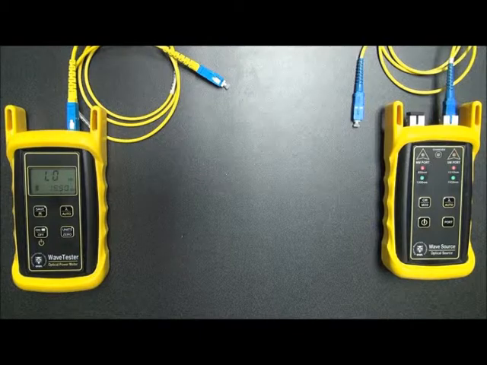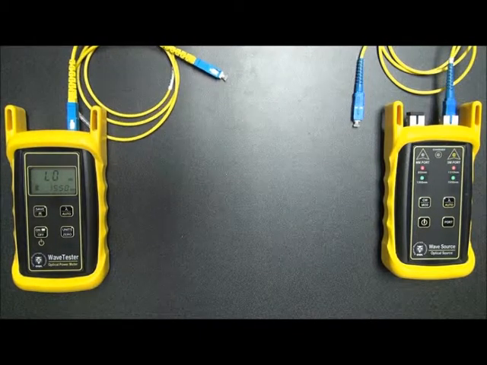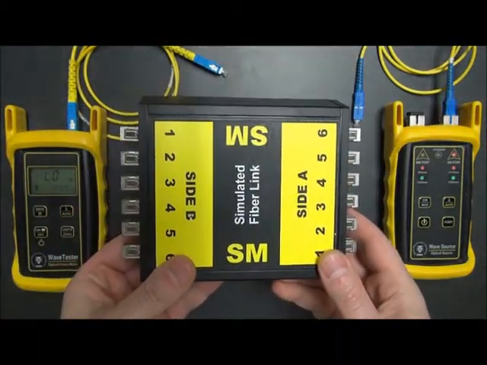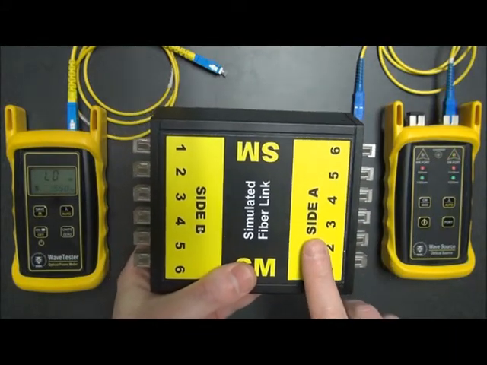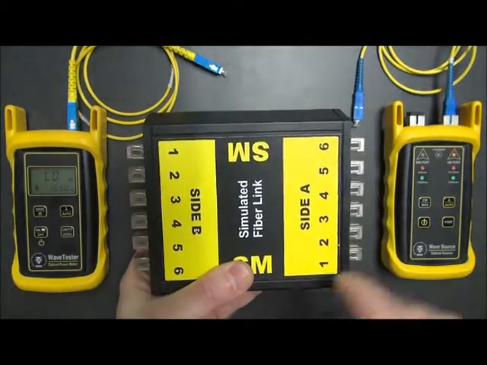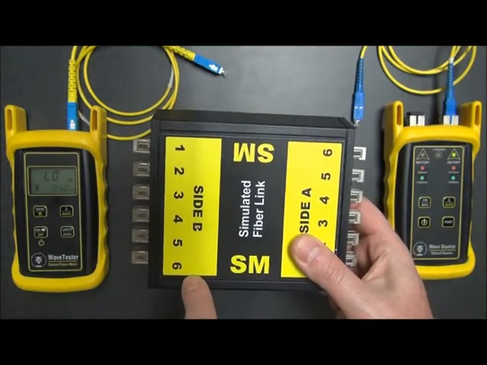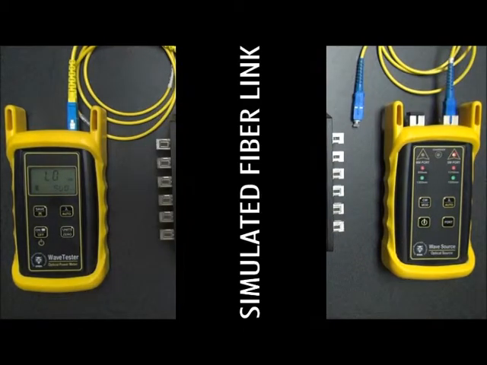Now, once we've done that, we simply take the patch cables and we plug them into both ends of our link. Now I've got this box here that simulates a fiber link, and if you can use your imagination, picture side A being one closet with a 6-port patch panel in it, and side B being in another closet with another 6-port patch panel.